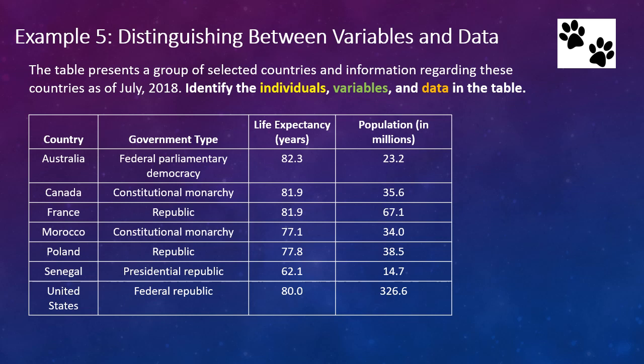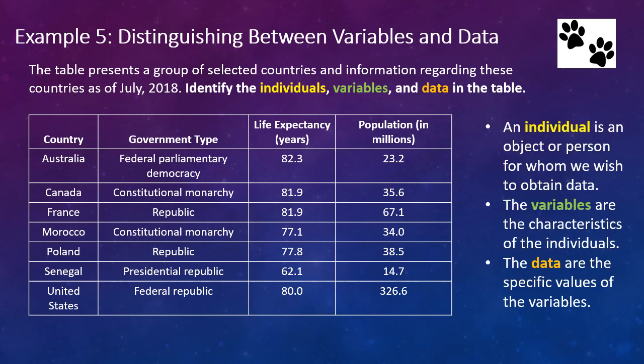So we have another example here. Again, another chance for you to pause and see how your understanding is. Distinguish between variables and data. The table represents a group of selected countries and information regarding these countries as of July 2018. Identify the individuals, the variables, and data in the table. So again, hit pause and try to do this. Think about what are the individuals in this data, what are the variables, and what is the data. Okay?